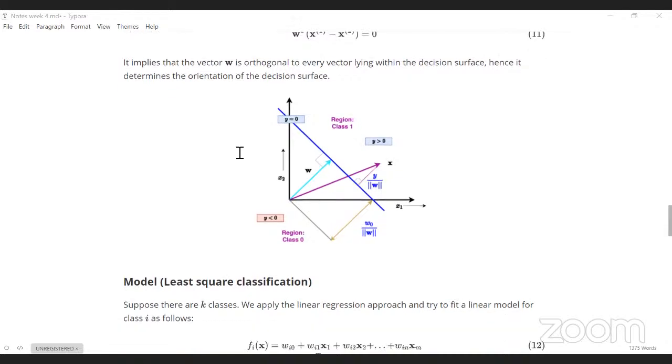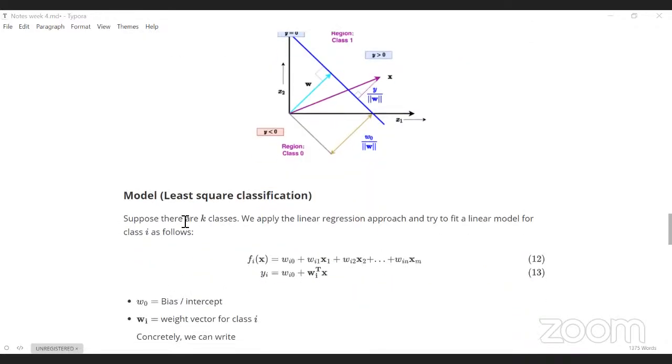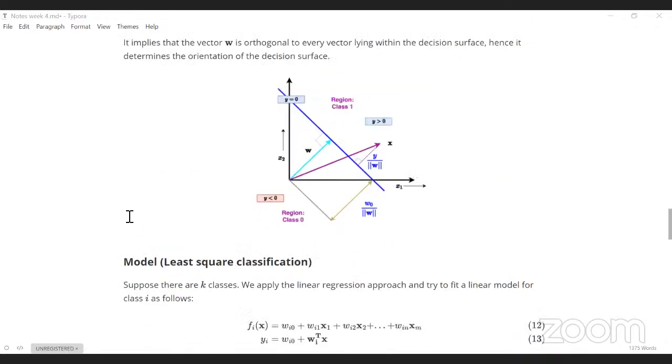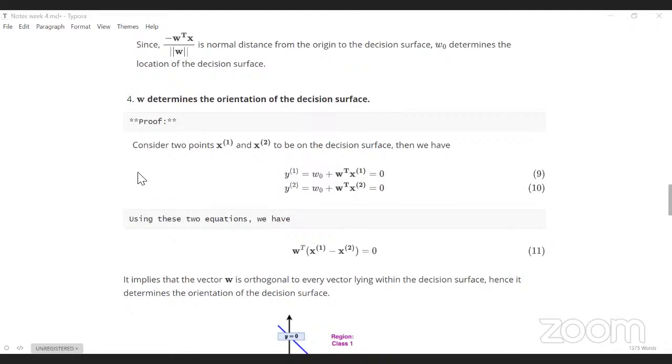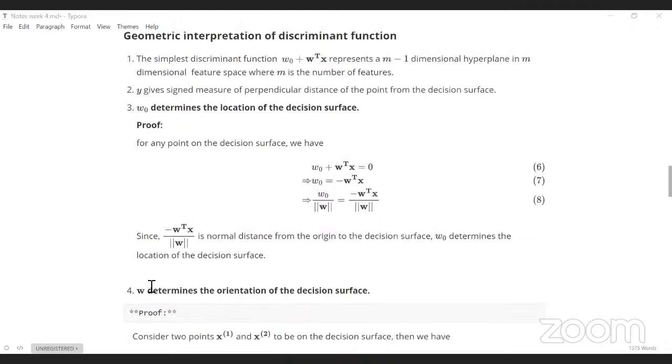Okay, so this is all about the data set and the discriminant function. So always keep these 2 points in mind: what W0 gives you and what W gives you. It will help you to understand the model.